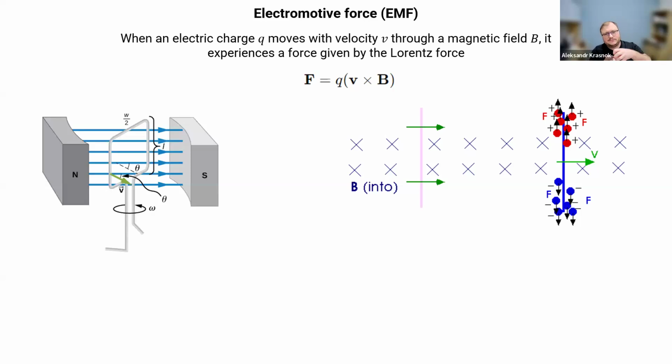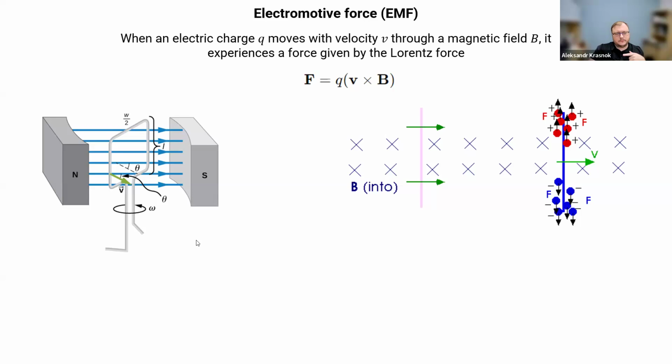We call this effect, this splitting of charges, electromotive force. So electromotive force is the effect that leads to splitting of positive and negative charges, and it's used for generators, right? It's not practical, it's not feasible to move a piece of wire in a magnetic field. It's much more feasible to create a magnetic field between two poles and then make a loop of this wire, or many loops, and rotate them in the magnetic field. This is how any generator works.